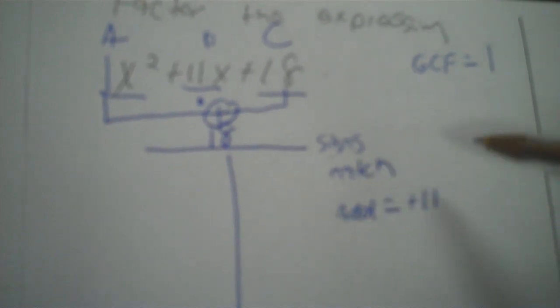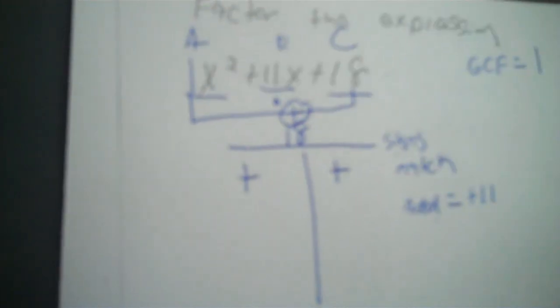Now, first thing we're going to do is put signs on this table. The signs match. That means they'll either both be positive or both be negative. But since we have to add to a positive, they're both going to be positive. Okay? If we were adding to a negative, they'd be negative, negative. Now, I got to find the numbers. So I know we're going to put a plus and a plus. Don't put that yet.